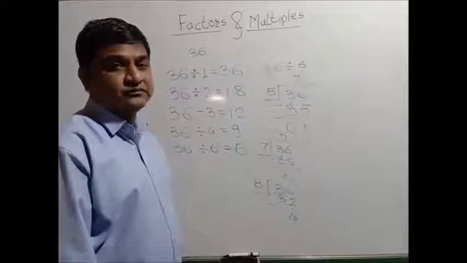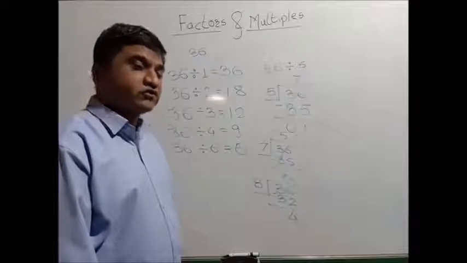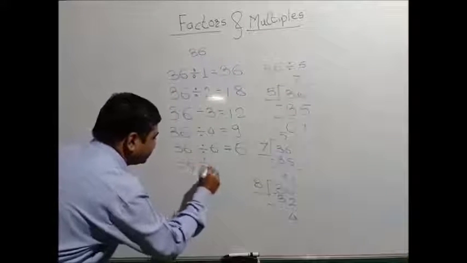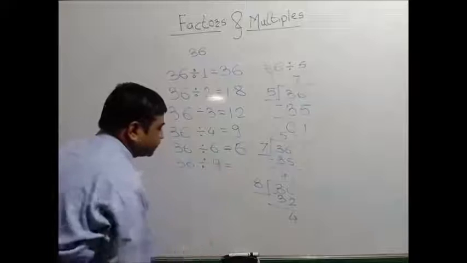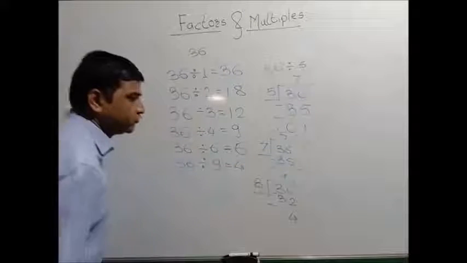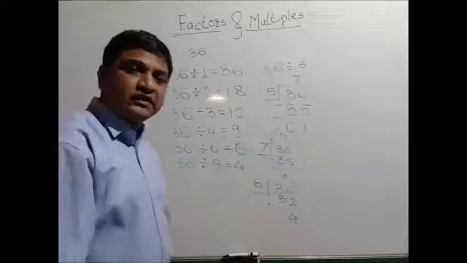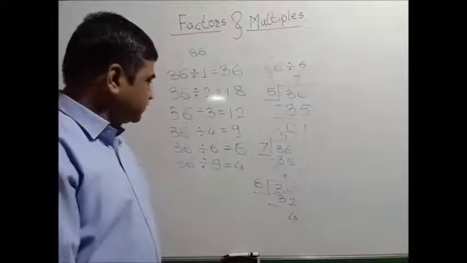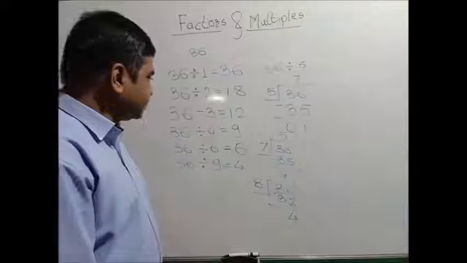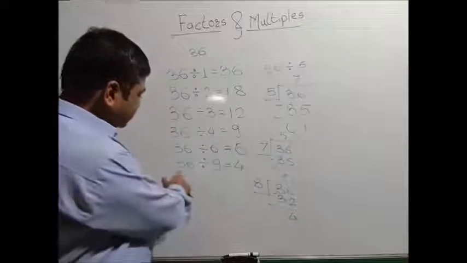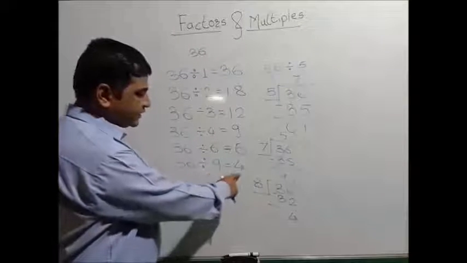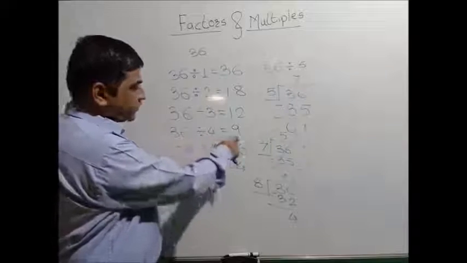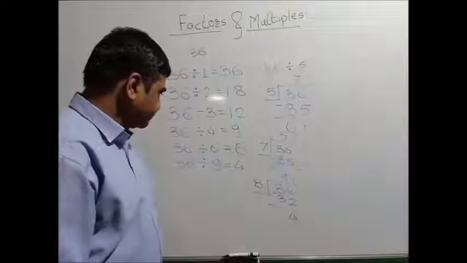Well, what about 9? I know that 9 4s are 36, so we can divide 36 by 9. And what will be the quotient? The quotient will be 4. And what will be the remainder? The remainder will be 0. No remainder at all. Now we will stop here. Why we stop here is that I know 36 can be divided by 9 and I get 4. On the other hand, when I divide 36 by 4, I get the quotient as 9.